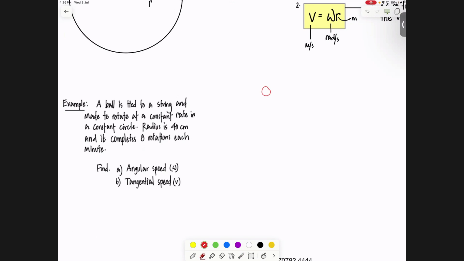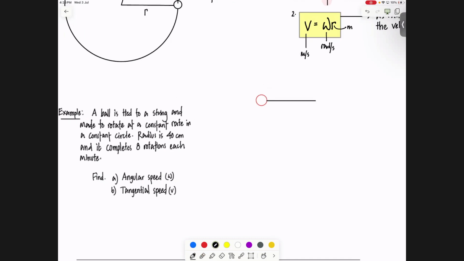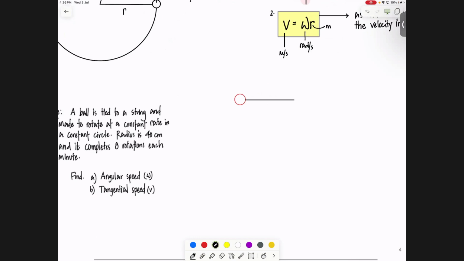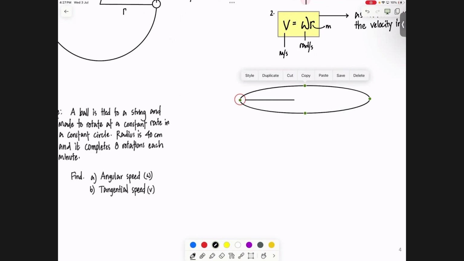So you have this ball here. It's tied to a string and the string is made to rotate at a constant rate in a constant circle. So I'll draw this and show you. I'll introduce a couple of terms for you right now. So first, this is a circle. Obviously, it's cute because I'm not 3D to take this.